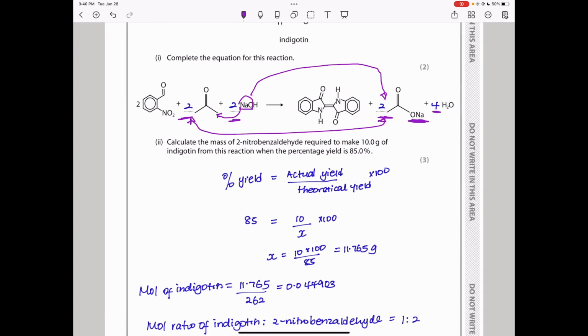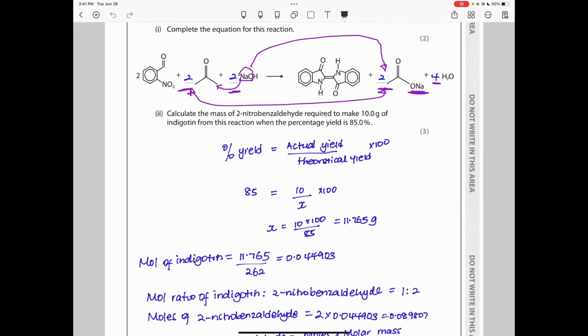Now the next part says, calculate the mass of 2-nitrobenzaldehyde required to make 10 grams of indigotin from this reaction when the percentage yield is 85%. You have to remember that percentage yield is actual yield divided by the theoretical yield times 100. So if I'm given the percentage yield to be 85, it should equal the actual yield given to me as 10 grams. Remember, this is the mass we desire to make, the actual mass, so 10 grams, divided by x, the theoretical mass or yield, times 100. And in the end, when you make x the subject, I get 11.765 grams as the theoretical mass. That is the theoretical mass of the product.